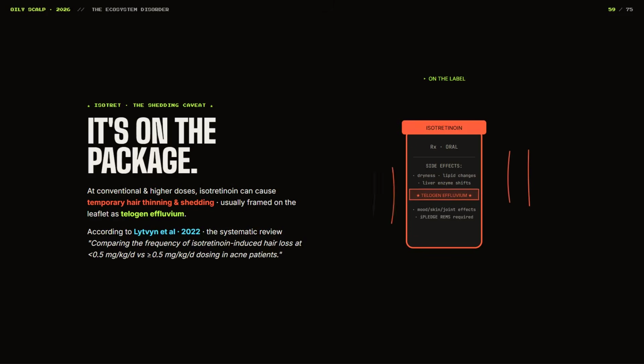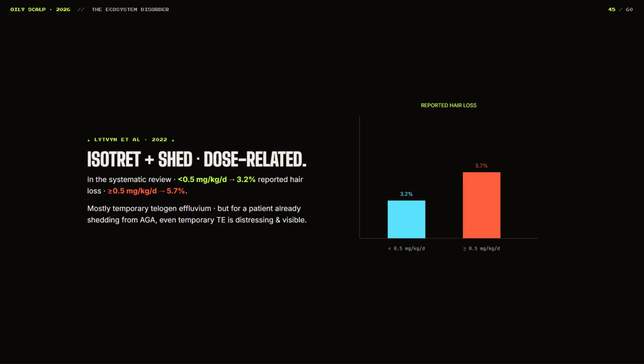When we look at the paper by Litvin et al., the 2022 systematic review titled, quote, comparing frequency of isotretinoin-induced hair loss at less than 0.5 milligram per kilogram per day versus greater than or equal to 0.5 milligram per kilogram per day dosing in acne patients, unquote, patients on less than 0.5 milligrams per kilogram per day had reported hair loss at a frequency of 3.2%, while patients on 0.5 milligram per kilogram of body weight per day or higher had reported hair loss or shedding at 5.7%.